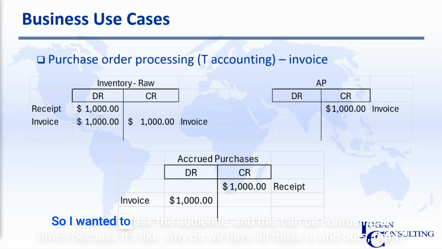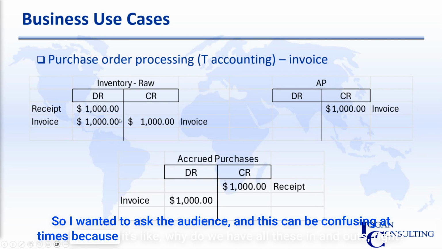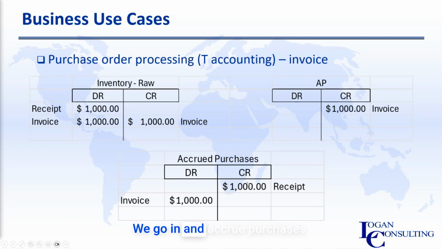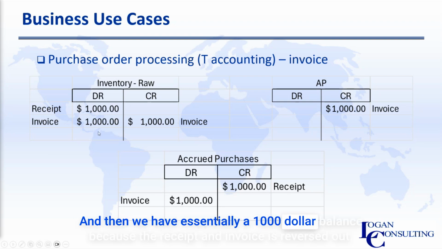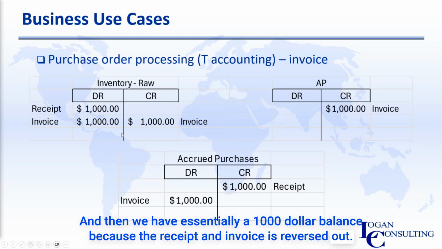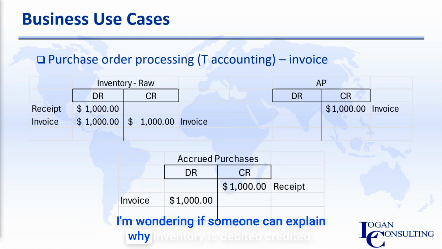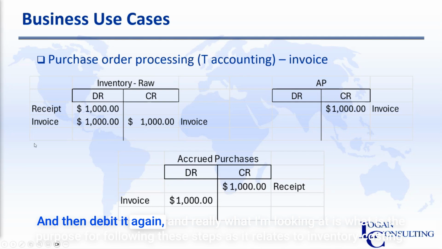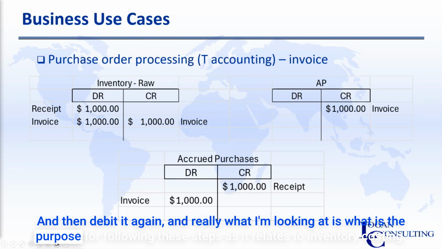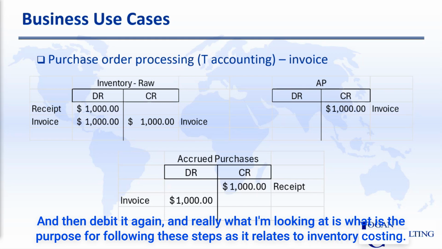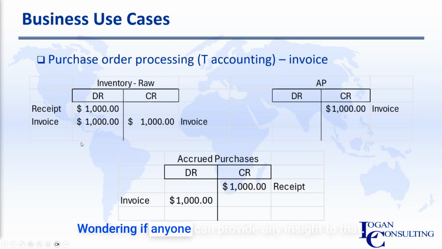So I wanted to ask the audience, and this can be confusing at times because it's like, why do we have all these ins and outs, right? We go in and accrued purchases, we go out of accrued purchases, ends up being a $0 balance. And then we have essentially a $1,000 balance because the receipt and the invoice is reversed out. I'm wondering if someone can explain why inventory is debited, credited, and then debited again. And really what I'm looking at is, what is the purpose for following these steps as it relates to inventory costing? I'm wondering if anyone can provide any insight to that.